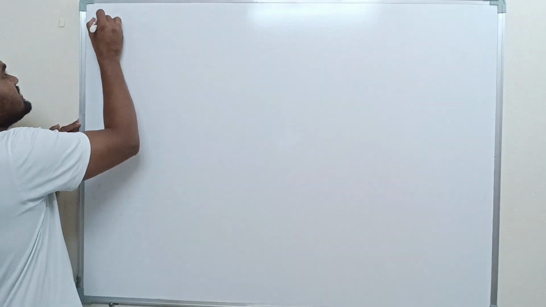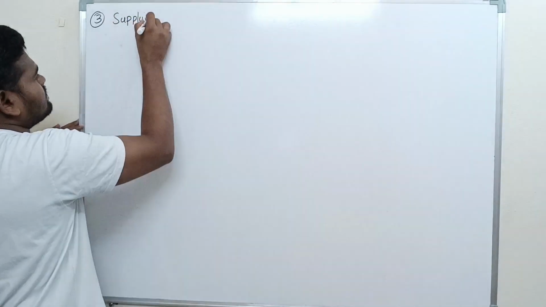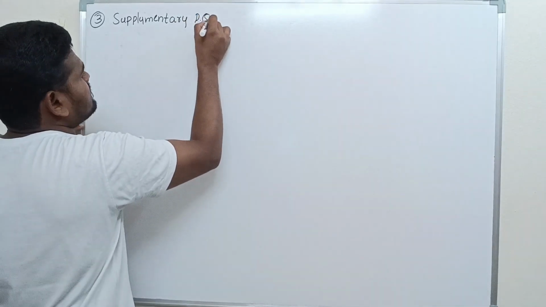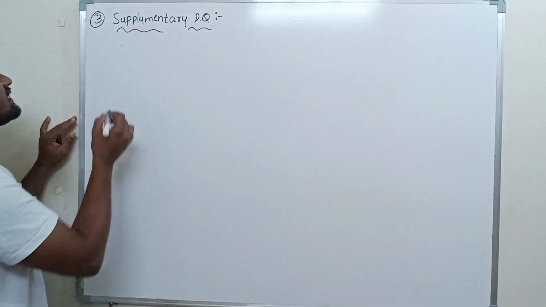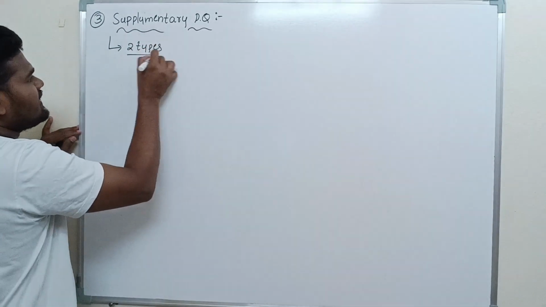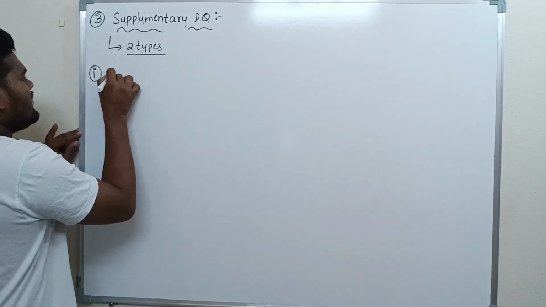So the third type of physical quantity is the supplementary physical quantity. Supplementary physical quantities are of two types. How many types? Two types. The first one is the plane angle.